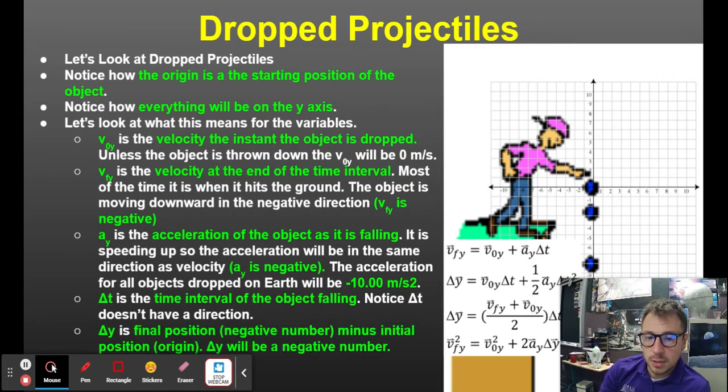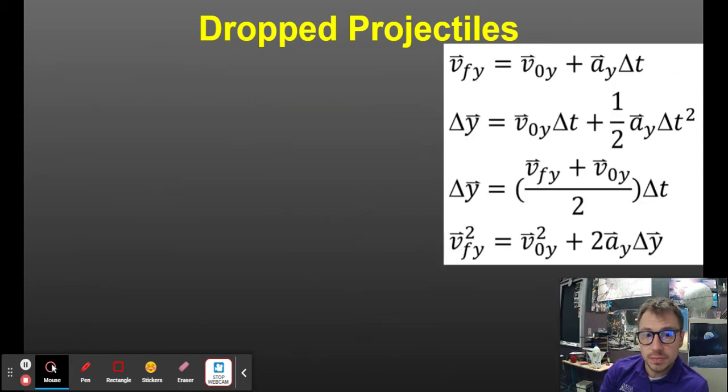Now, delta y is the final position, which will be a negative number, minus the initial position, the origin. Delta y will be a negative number, and the reason why is because the final position is going to be below the initial position. So the displacement delta y, the velocity, and the acceleration are all going to be negative, right? The only thing that's not going to be negative is that initial velocity, which will be zero.